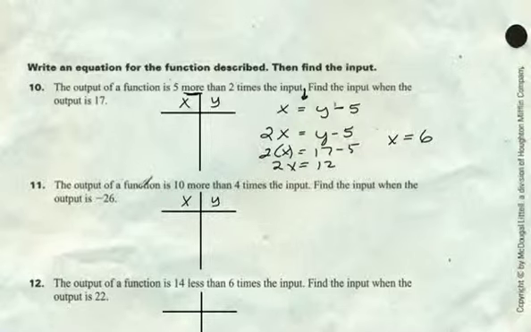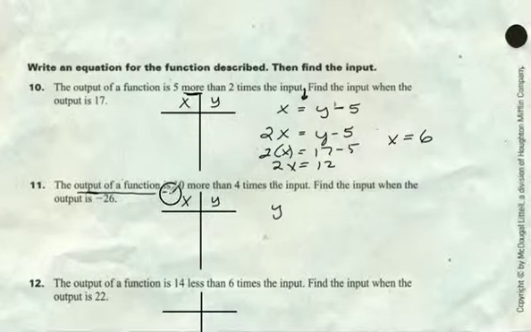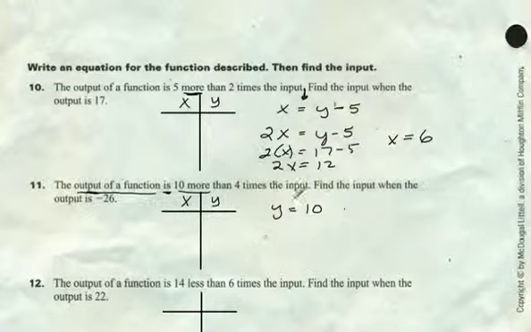The output of a function is 10 more than 4 times the input. So output is y. So it's 10 more. So let's actually change this a little bit. Let's look at it this way and use the words. The output of a function, so we know output is y, is equal to 10 more, which means 10 plus 4 times the input.